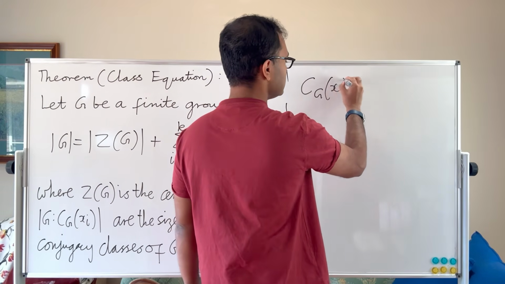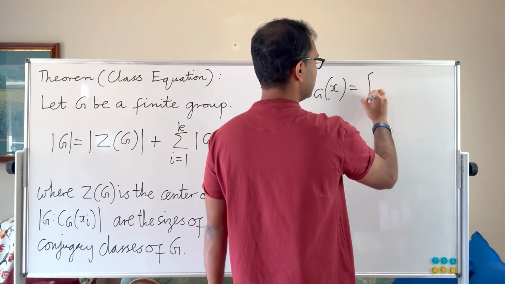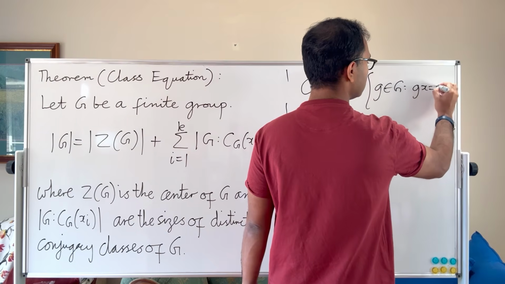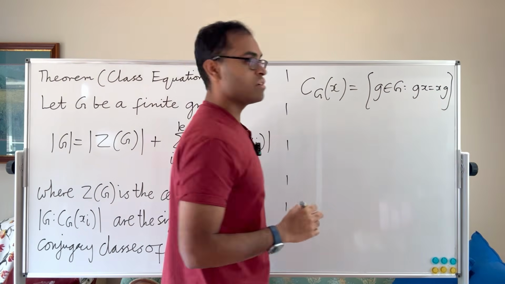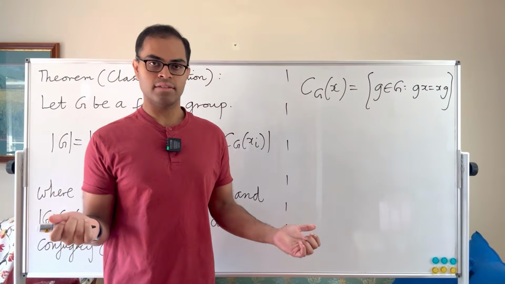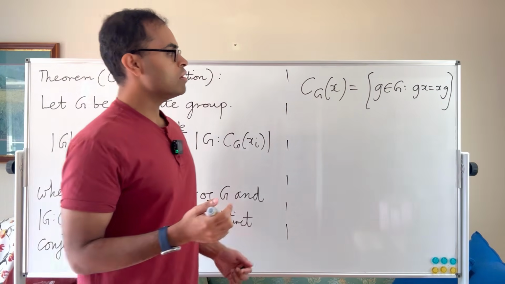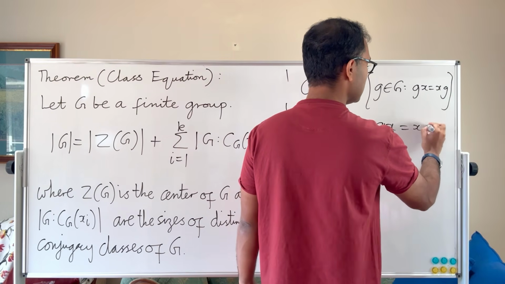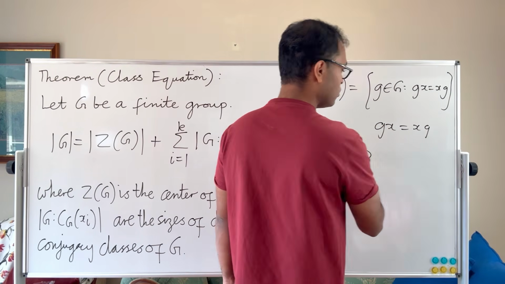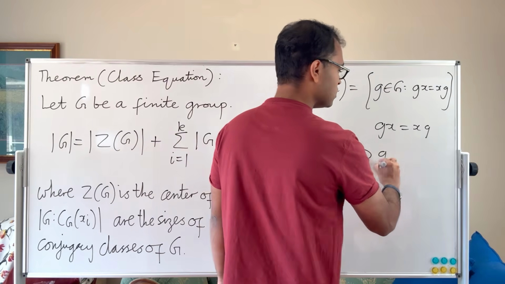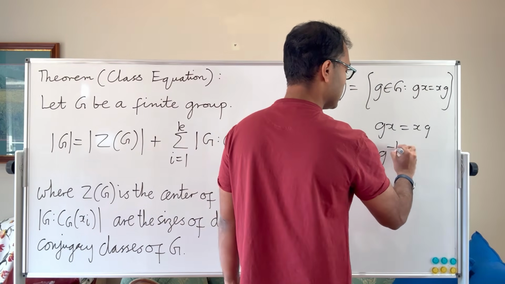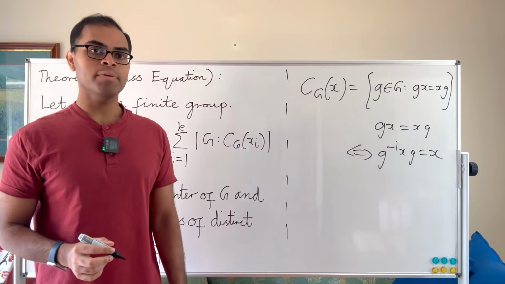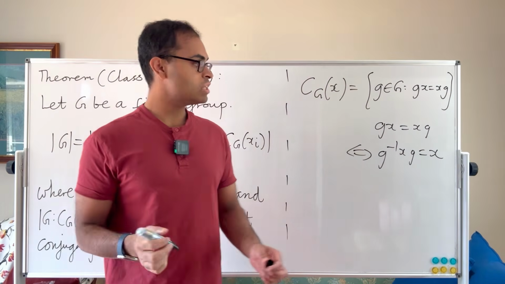If you have an element x in G, the centralizer of x is the set of all g in G such that gx is equal to xg. That is what the centralizer of x is: all the elements that commute with x. Now, another way of writing gx equals xg: if you pre-multiply by g inverse on both sides, the right hand side becomes g inverse xg. So we get g inverse xg is equal to x. So it's the same as saying the conjugate of x by g is just equal to x. That is the centralizer of x.